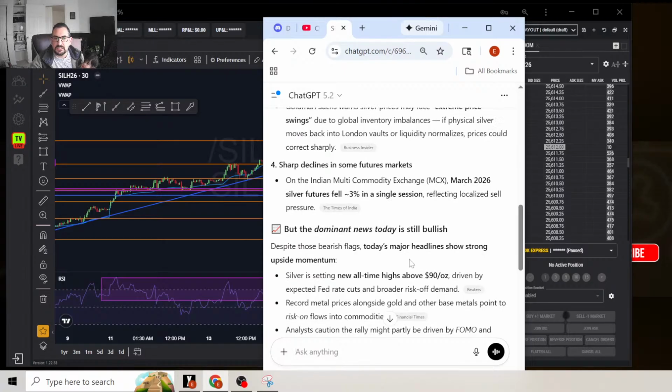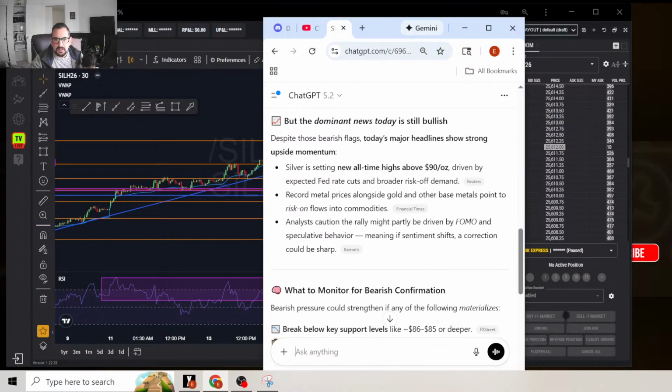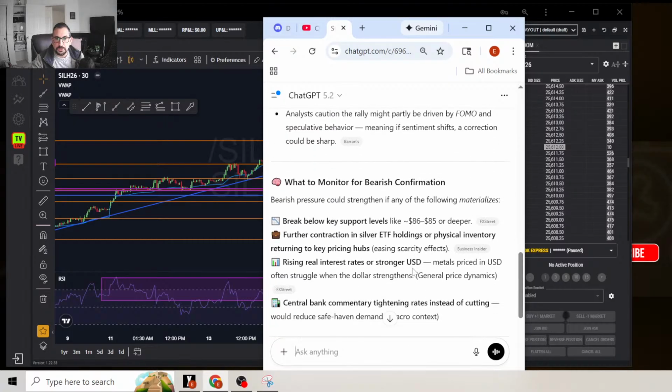But dominant news today is still bullish. Despite those bearish flags, silver is setting new all-time highs above 90 an ounce, driven by expected Fed rate cuts and broader risk-off demand. Record metal prices alongside gold and other base metals point to risk-on flows into commodities. Analysts caution that the rally might partly be driven by FOMO and speculative behavior, meaning if sentiment shifts, a correction could be sharp. So bearish pressure could strengthen if any of the following material is below 86.85.